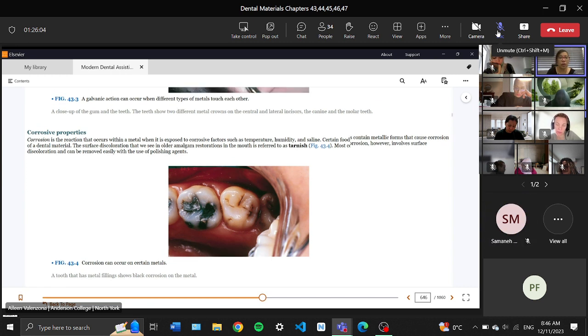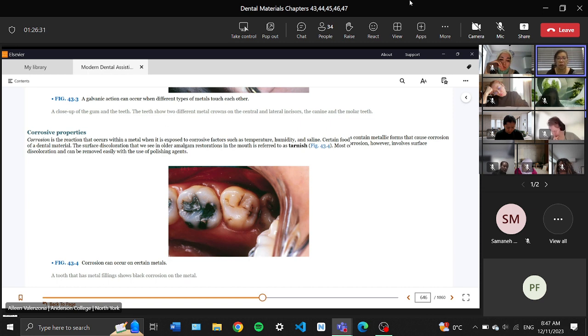So corrosion, this is the meaning of corrosion. Look at the amalgam filling. They are not shiny anymore, right? Corrosion is the reaction that occurs within a metal when it is exposed to corrosive factors such as temperature, humidity, and saline. Certain foods contain metal forms that cause corrosion of a dental material. The surface discoloration, yeah, that is the meaning.